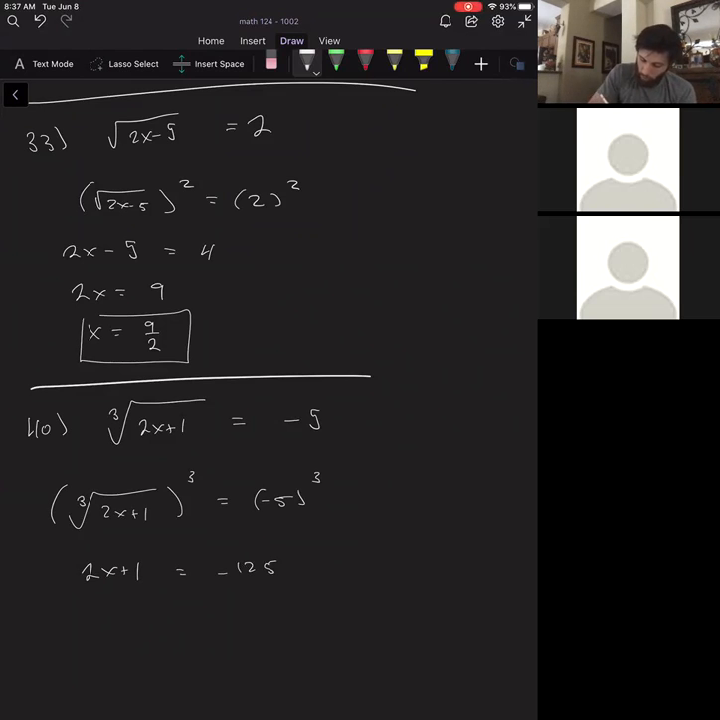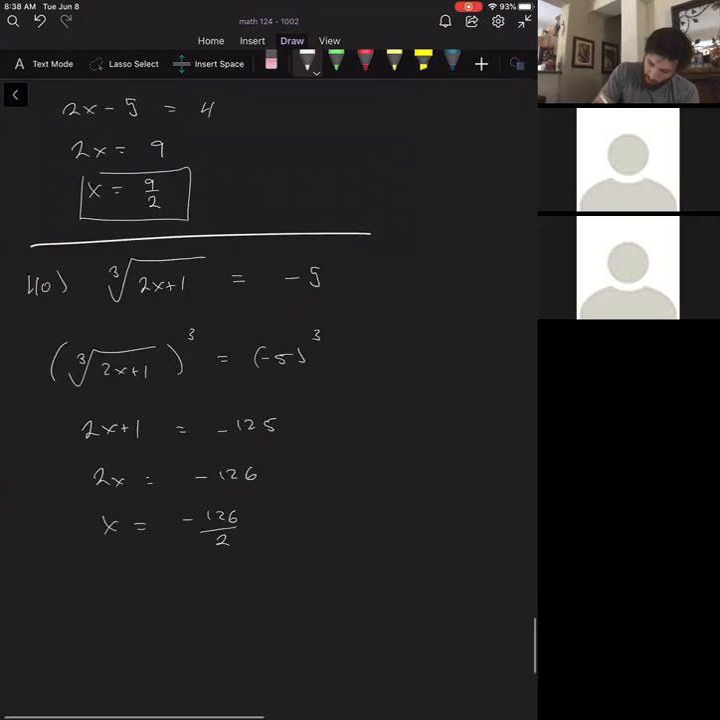So we can subtract the 1 over. 2x is equal to minus 126. Divide by the 2. So that means x is equal to minus 63.